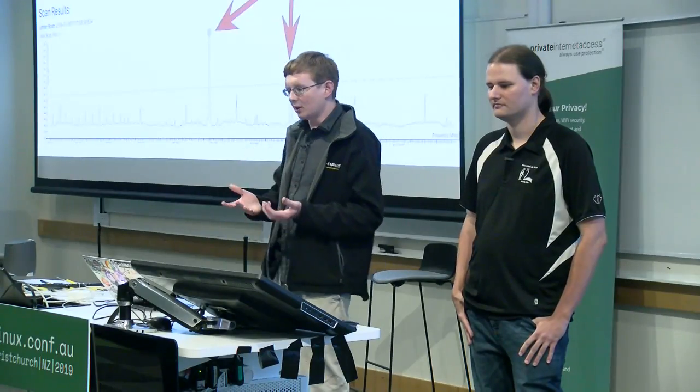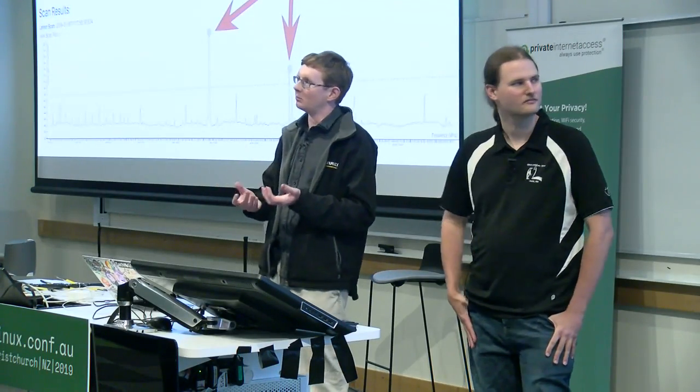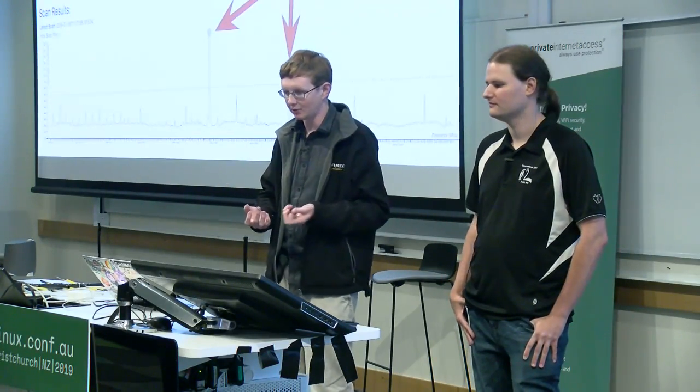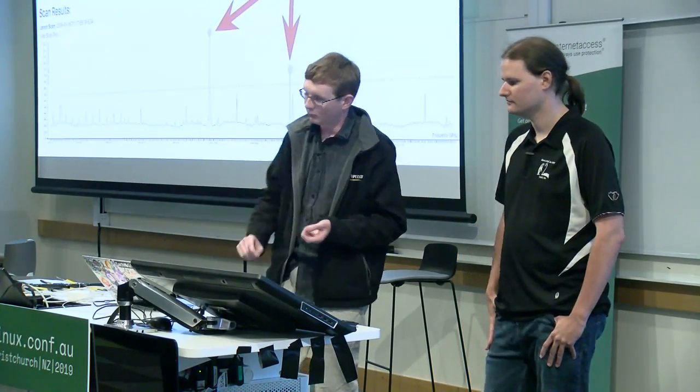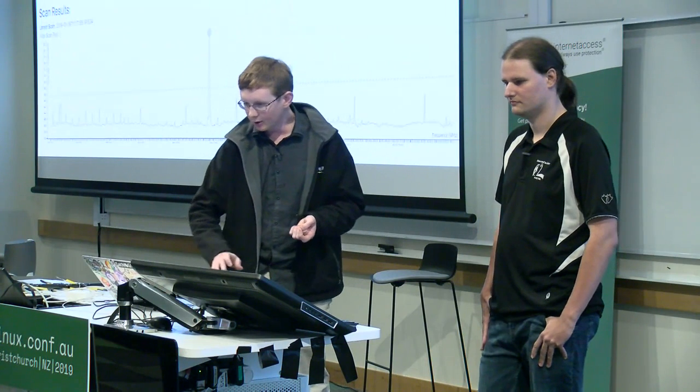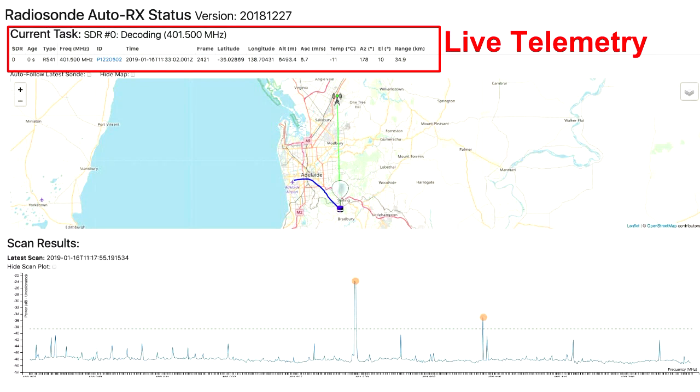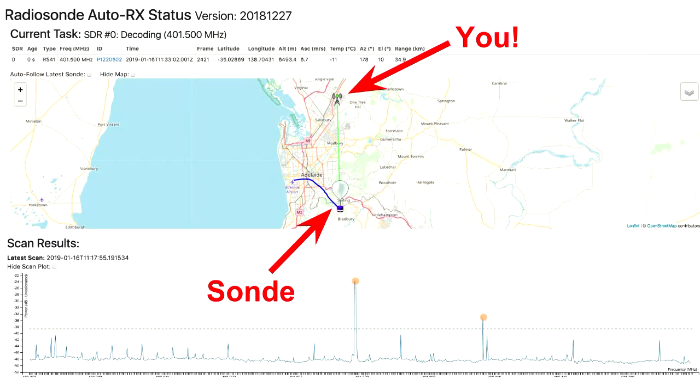At the bottom of the screen, you can see a plot. This is the output of that spectrum analysis and peak detection step. So in this case, we found 2 peaks. As it turns out, only one of them was a radiosonde. So we've started decoding telemetry on 401.5 megahertz, and the basic telemetry data is showing up at the top of the screen. So latitude, longitude, altitude, etc. We also have a map showing where you are and where the radiosonde is. You know, voila, we can now track radiosondes.